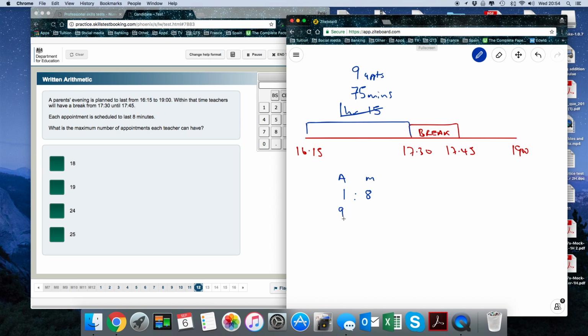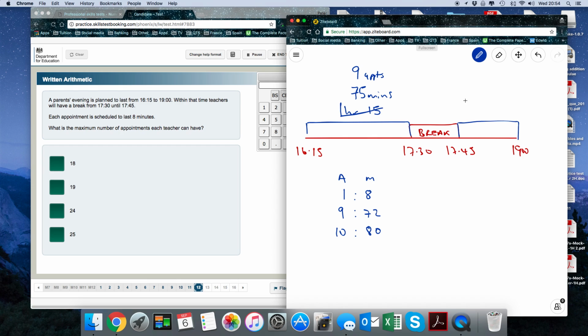So if we do 9 appointments we get to 72 minutes. If we did 10 appointments, we would get to 80 minutes. Well, we've only got 75 minutes. So it must be that we can only fit 9 in. So we fit 9 in, there's a few minutes spare, we leave those as spare, and then we have our break, and then we come back.